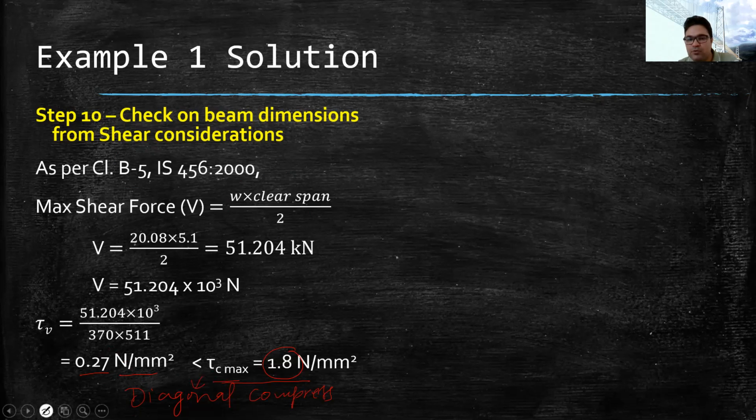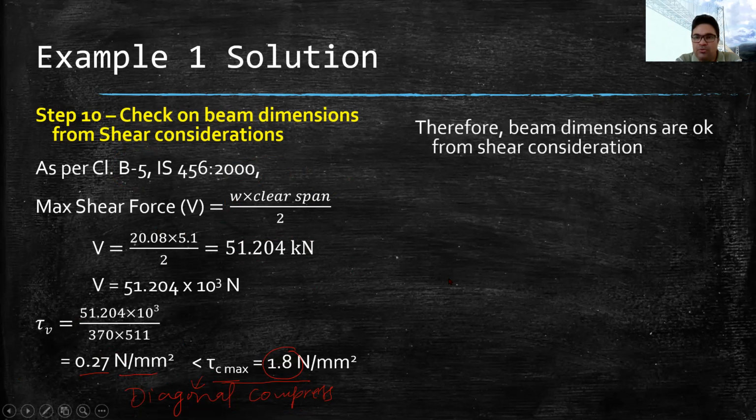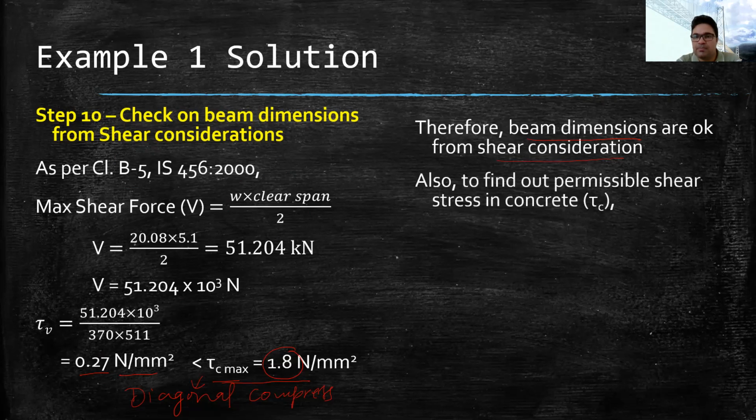But now we have to check whether our beam is safe in diagonal tension also, because diagonal compression and diagonal tension both occur because of the shear force action. So I have already explained this. So I hope it is clear to you. So now we can say that because tau V is less than tau C max, beam dimensions are okay from the shear consideration. Now we have to find out another parameter, which is permissible shear stress in concrete without shear reinforcement, which is tau C.